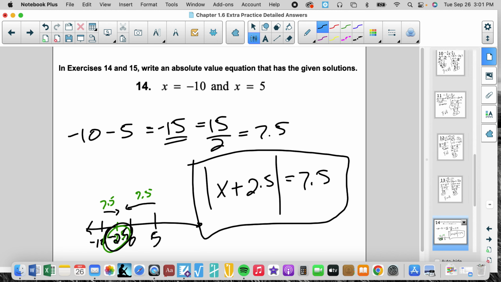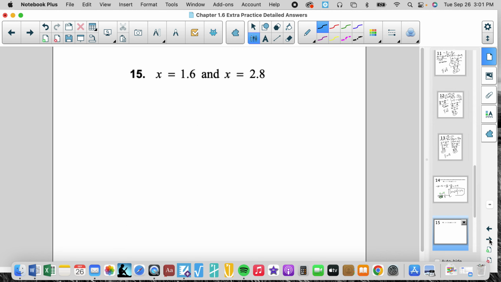If we plug in -10, you get -7.5. The absolute value would give you 7.5. If you plugged in 5, 5 plus 2.5 is 7.5. The absolute value would give you 7.5. So that is going to be an example that would produce that. So let's look at this.